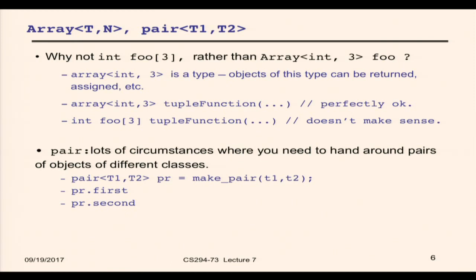So array of int 3 is a type. Objects of this type can be returned or assigned. And it's the return thing that is really annoying, that really makes this a useful thing to have. So if, for example, we have a function here, something we'll call tuple function, that takes some arguments and returns an array of 3 ints. This is a perfectly okay function signature. Return value is a class, and it takes arguments, and off we go. On the other hand, if you tried to feed this second line to a compiler, it would say it doesn't make sense. This syntax is illegal, and there's really no way to get this effect.